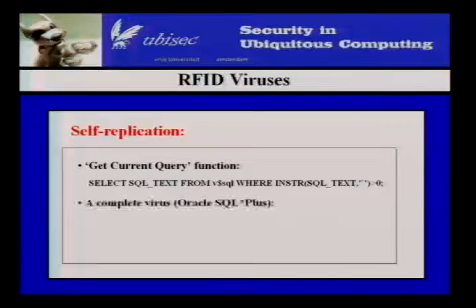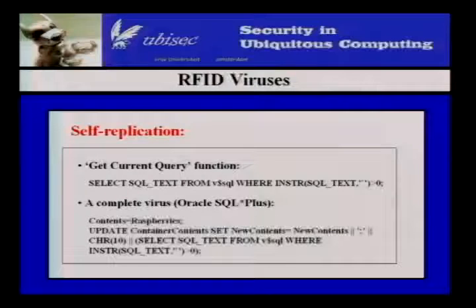So essentially, if you take it and put it all together, this is an example of a virus that we wrote for Oracle SQL+. This actually works. All you have to do is contents equals raspberries. You do the update of the container contents table. You set the new contents column equal to, of course, the SQL injection attack, which is basically the select SQL text from vSQL, where you're selecting out the one with the backtick.